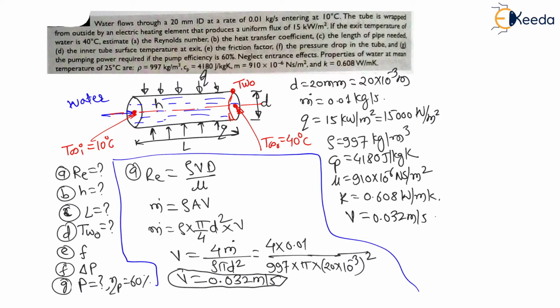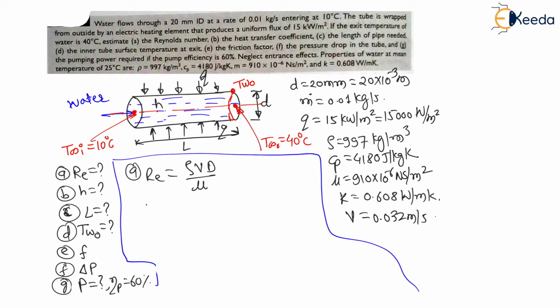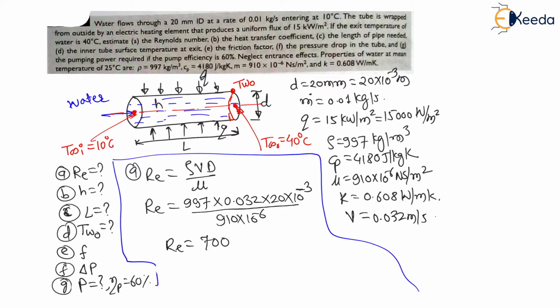Now once the velocity is calculated, let us find this Reynolds number. Therefore this Reynolds number will be equal to density, which is nothing but 997, velocity, which we have just calculated, diameter, which is given, and viscosity, which is also given. So let us put the values. Therefore it is 997 into velocity 0.032 into diameter 20 into 10 to the power minus 3, divided by viscosity 910 into 10 to the power minus 6. Therefore the Reynolds number of this flow, let us find it, will be equal to 700, right? Therefore this is the answer for the first question. What is the Reynolds number?